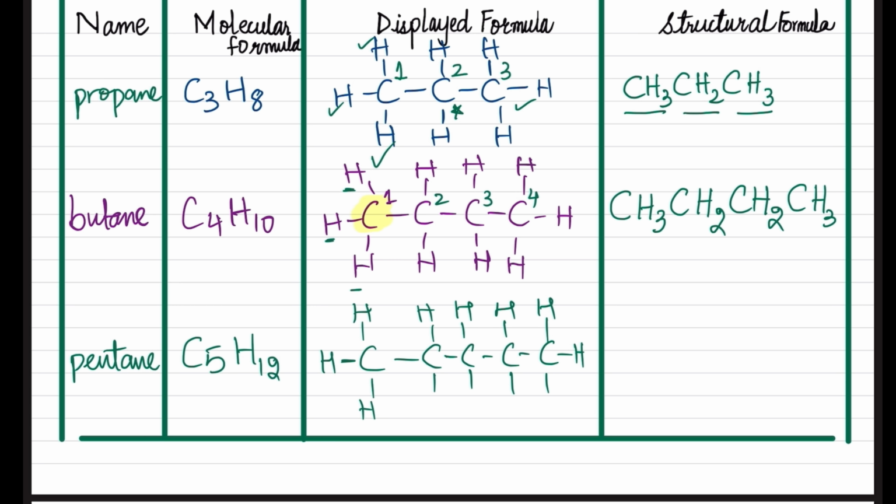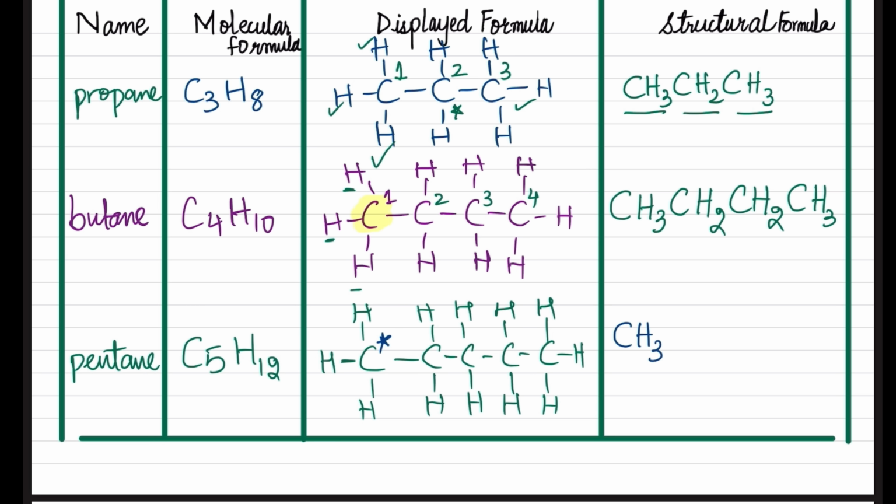There must be 12 hydrogen atoms in the pentane. Now I will draw its structural formula. Its structural formula will be, first carbon atom is attached with 3 hydrogen atoms.